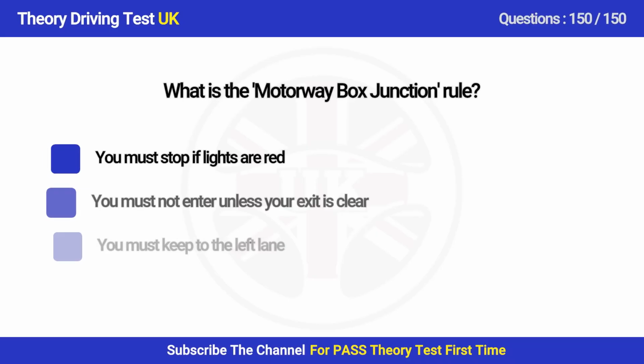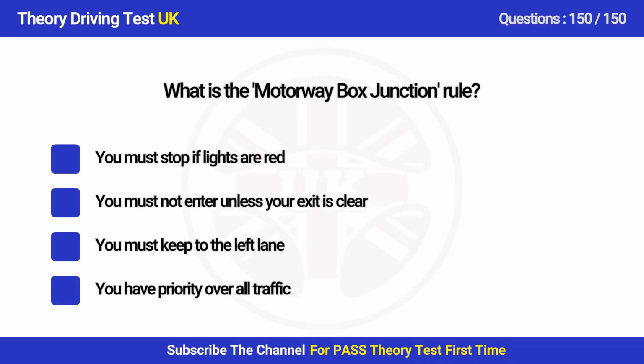Question 150. What is the motorway box junction rule? A. You must stop if lights are red. B. You must not enter unless your exit is clear. C. You must keep to the left lane. D. You have priority over all traffic.